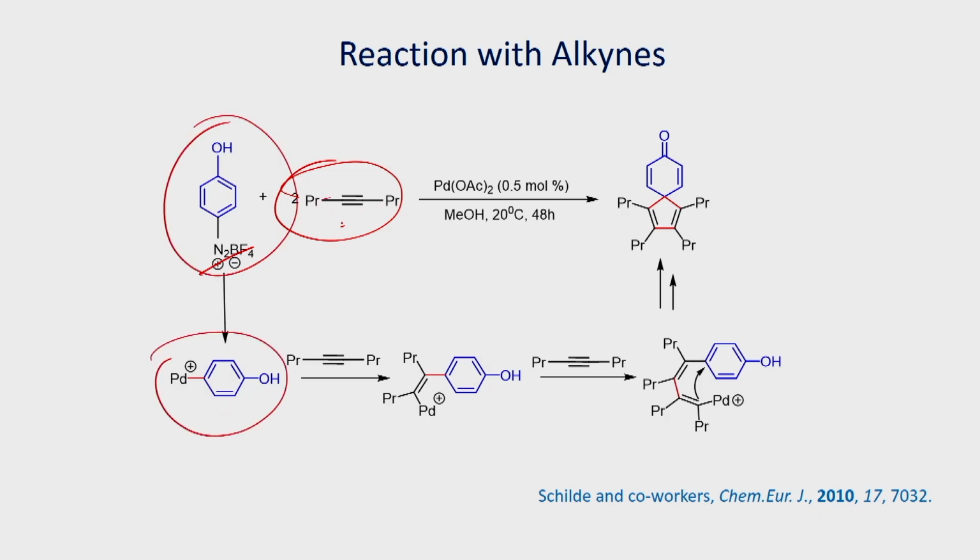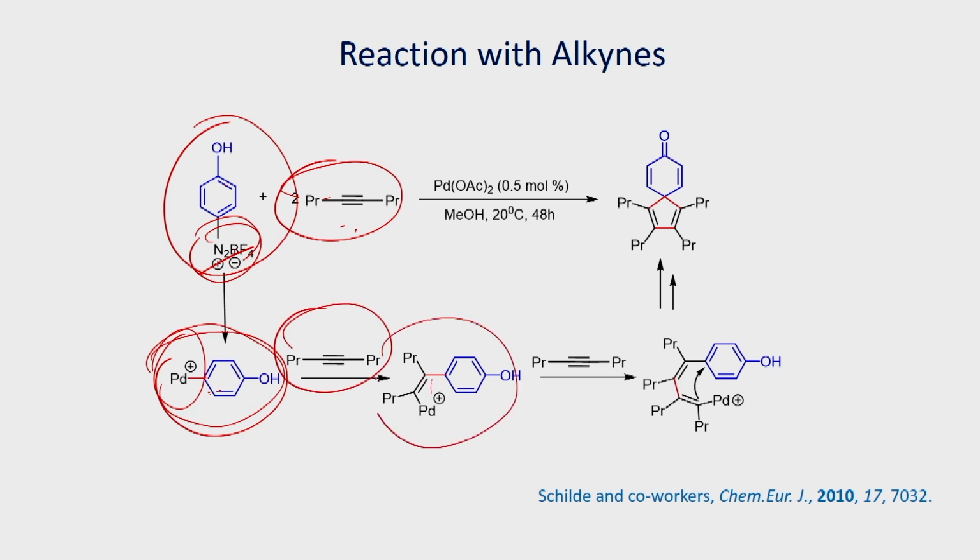When you react with this one, as we have seen earlier, the diazonium salt can readily react with palladium 0 and you get the palladium 2 salt. Once we have this, it can now react with this alkyne through an addition reaction, an insertion reaction, and you will get this one. This can react with another molecule of the alkyne as shown here, which can undergo cyclization. You will get this cyclic system.